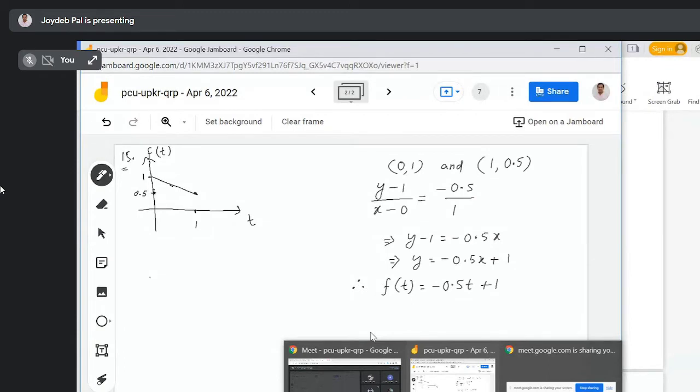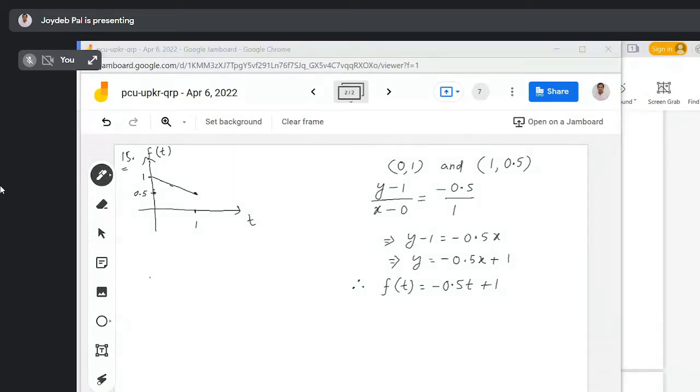So ultimately I'm writing the function. It is not lying all over the positive real axis, right? So it is lying on which domain? What is the domain? t is lying between 0 and 1. The domain is the interval (0, 1).